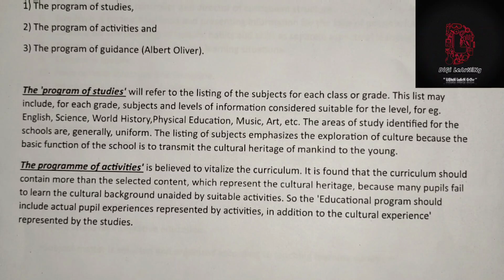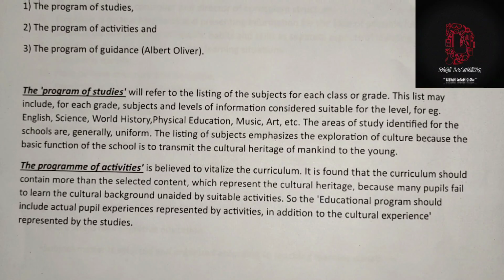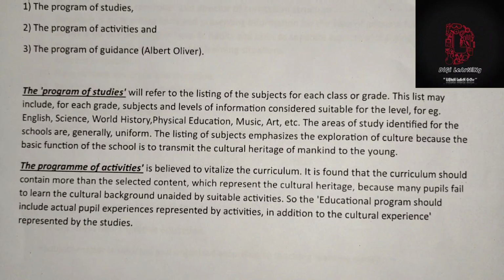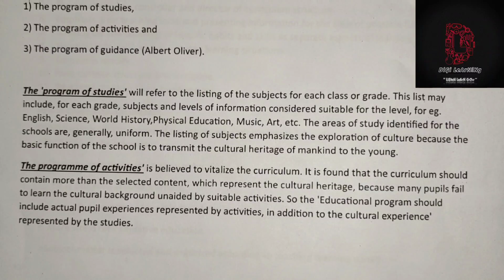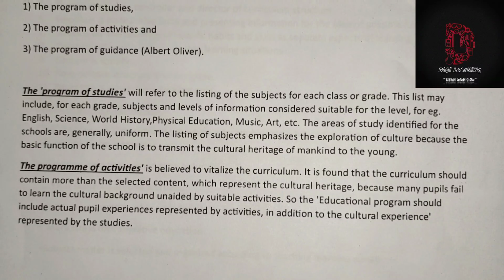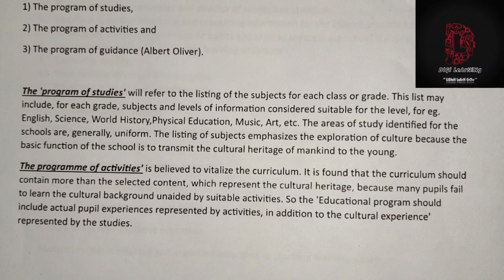First comes the program of studies. Program of studies will refer to the listing of the subjects for each class or grade. This list may include for each grade subjects and levels of information considered suitable for the level. For example, English, science, world history, physical education, music, art, etc. The areas of study identified for the schools are generally uniform. The listing of subjects emphasizes the exploration of culture because the basic function of the school is to transmit the cultural heritage of mankind to the young.